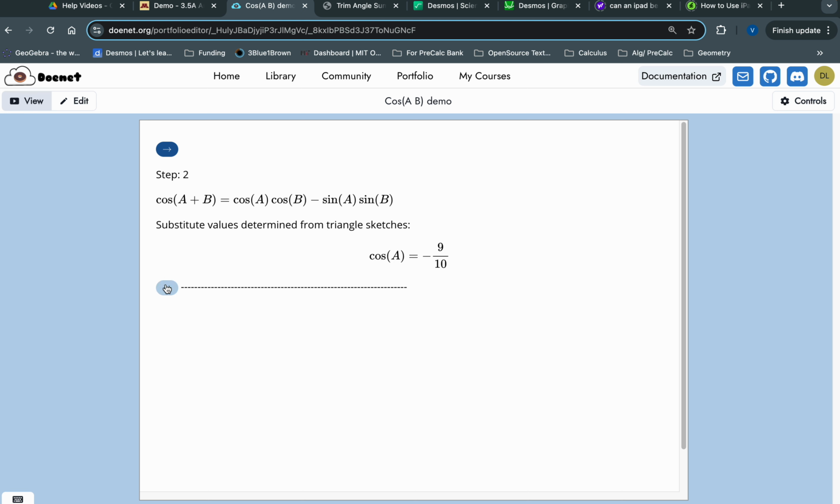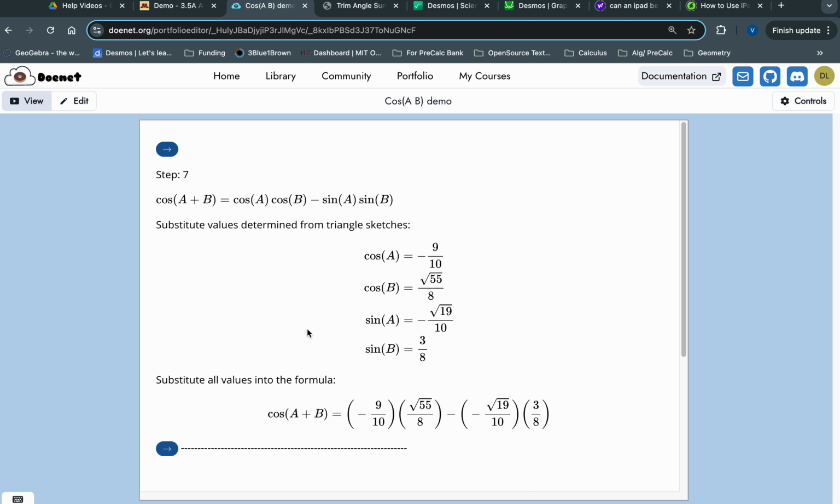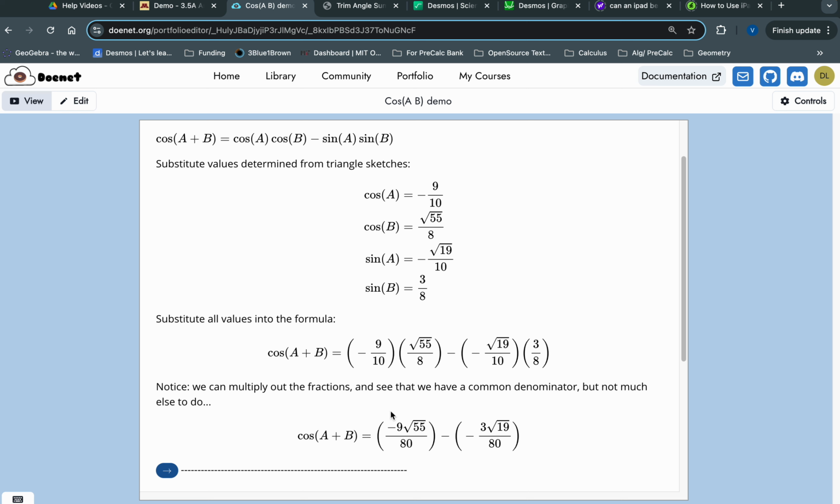First, these are all the values we found in our triangle sketches: the cosine of A, the cosine of B, the sine of A, and the sine of B. Then we're going to just copy everything and substitute it into the formula. Right away, we can see that there doesn't seem to be much to do in the way of simplification because I have these non-perfect squares in my radicals. So I think I'm going to get stuck with a couple terms, at least in the numerator. But we can go ahead and multiply these out.